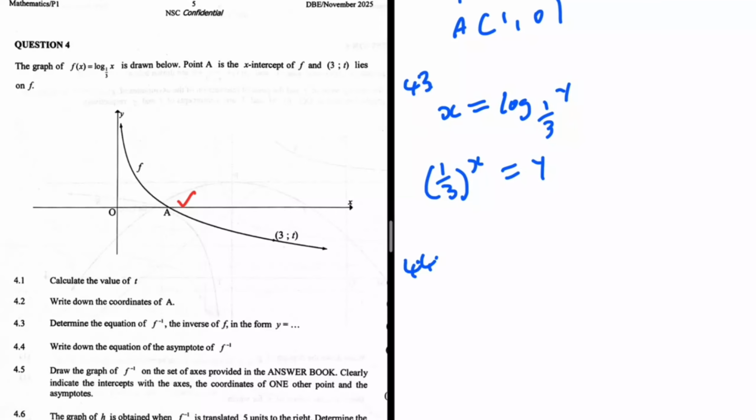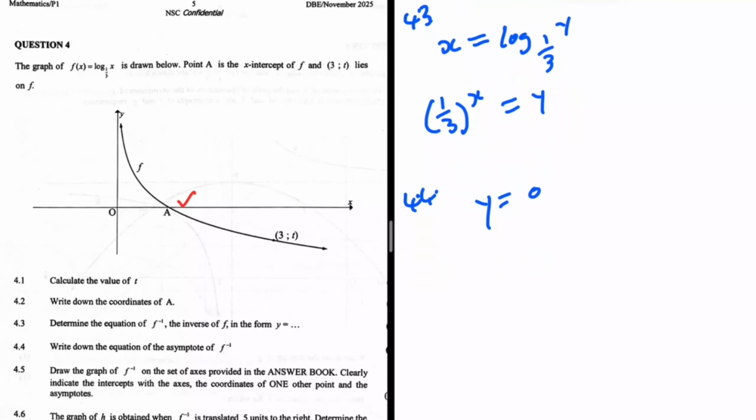4.4, write down the equation of the asymptote of f inverse. So the x does not have an asymptote, right? Because it's defined for all values of x. But then y equals 0 is our asymptote, as y can never be equal to 0. This cannot be equal to 0 under whatsoever conditions. So that is 4.4.